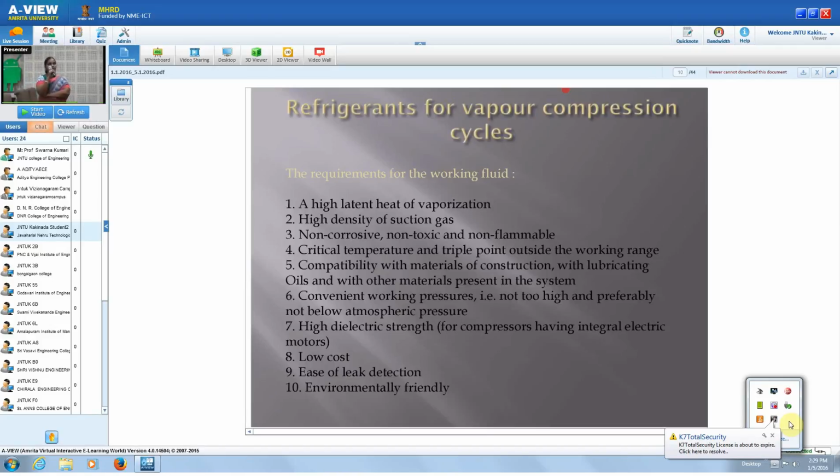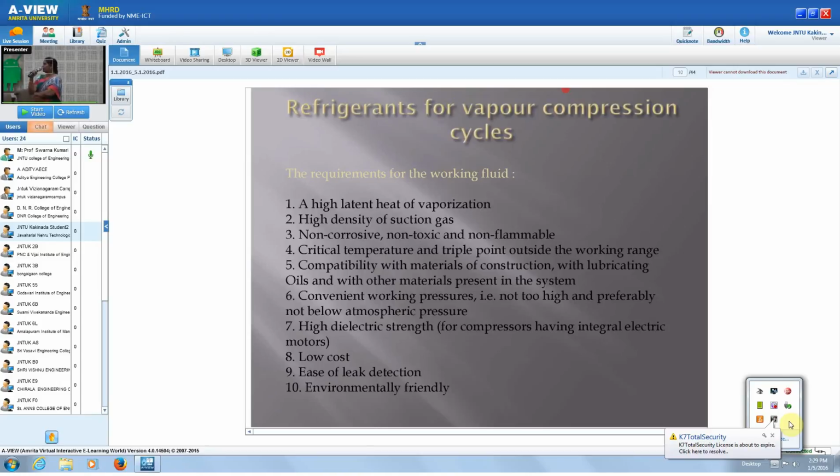And it should have convenient working pressures, at the condenser and also at the evaporator. Condenser pressure should not be very high and evaporator pressure should not be very lower than the atmospheric pressure. It should be positive pressures. Then high dielectric strength with reference to the compressor, and the cost of the refrigerant should be less, and it should be easy to detect also.